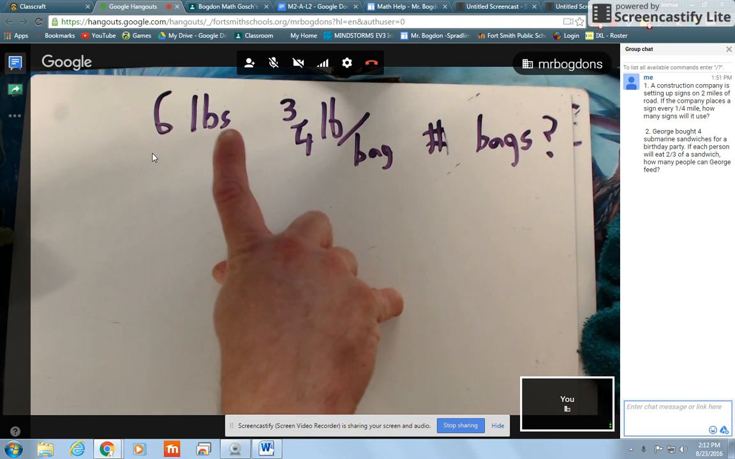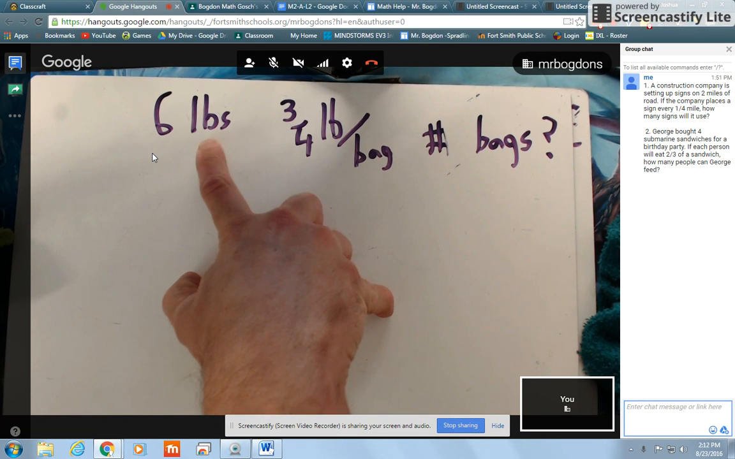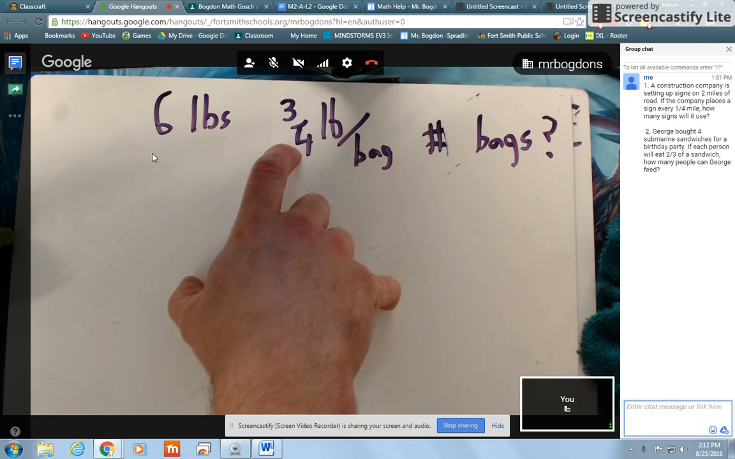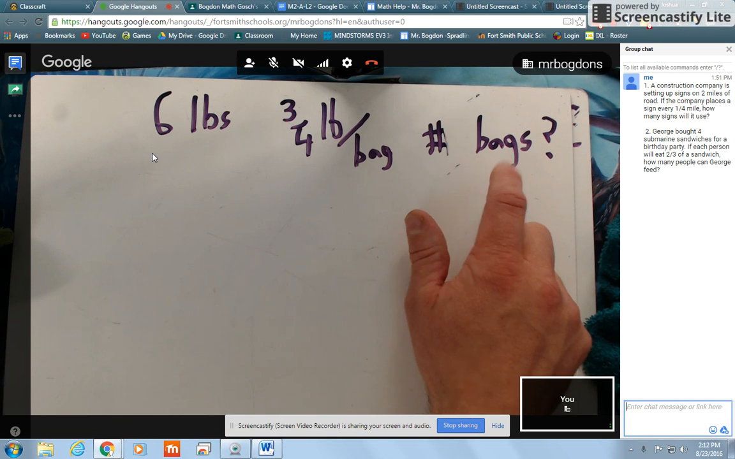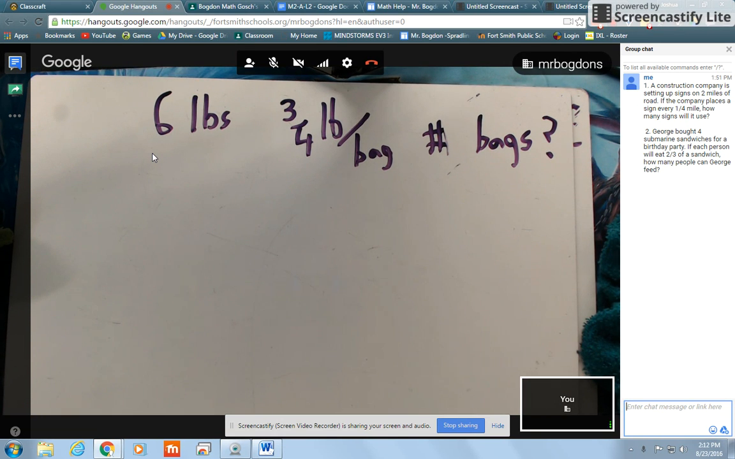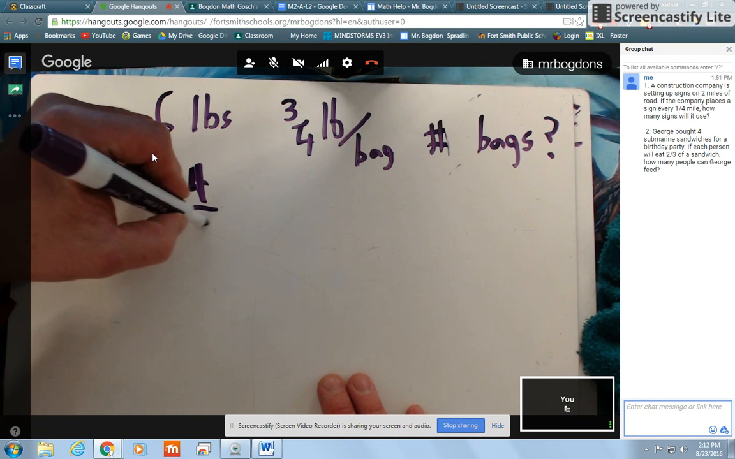So I need to somehow figure out a math sentence that allows me to split the 6 pounds into groups of 3/4. And then the amount of times I can do that is my answer because that's the number of bags. Who has a multiplication or division sentence they'd like to share? Antoine? 6 times 4 over 3. Okay, 6 times 4 over 3.